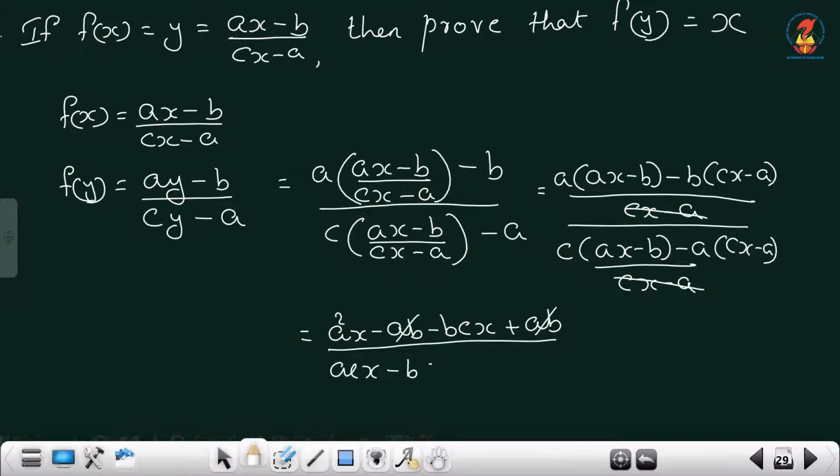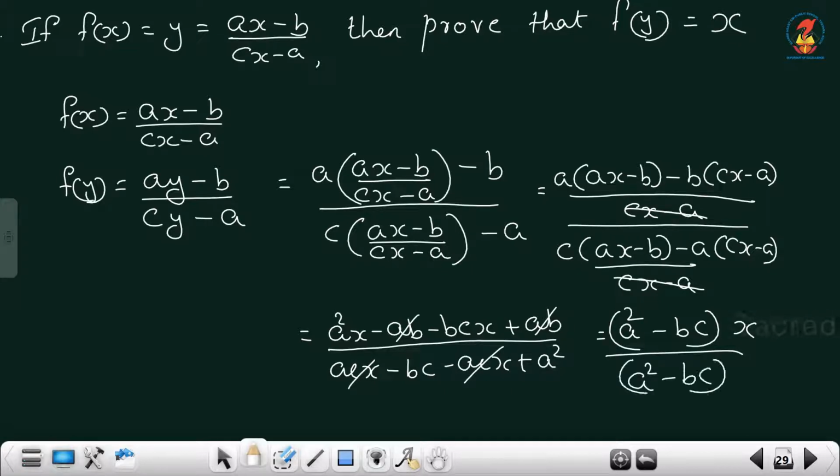acx minus bc minus acx plus a square. acx cancel. So (a square minus bc) into x by (a square minus bc). That also cancel. So we get x. So this is f of y. So we got f of y is equal to x.